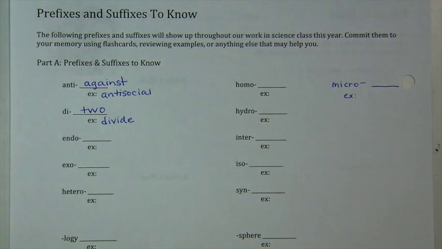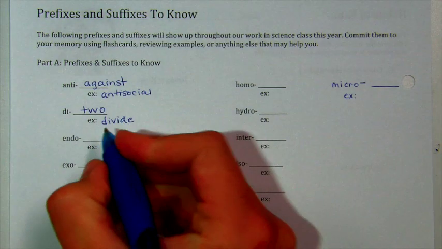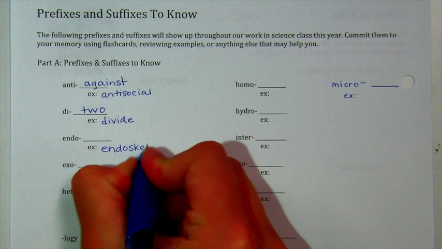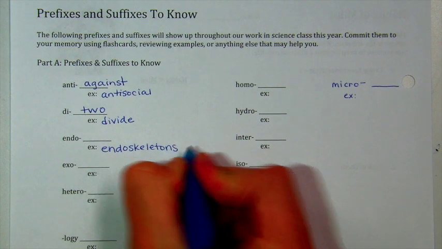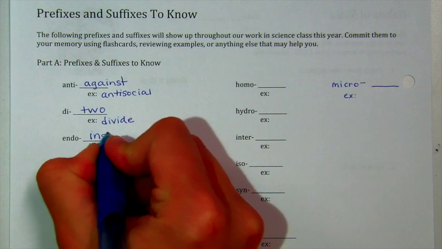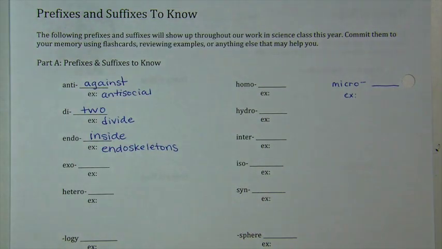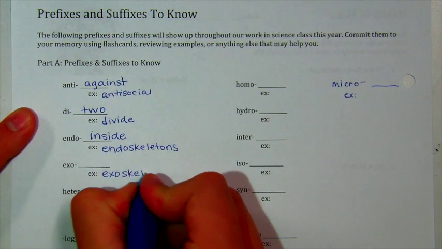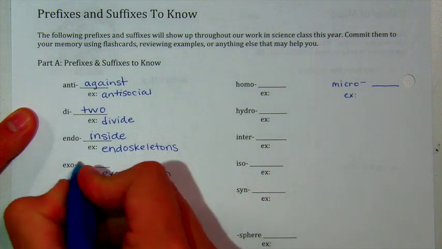Endo and exo, these go together. They're opposites of each other. Endo, perhaps you remember learning about animals that had endoskeletons. What does that mean? Well, it means the skeleton is on the inside. So any word that begins with endo has something to do with inside. Exo, like exoskeleton, is outside.